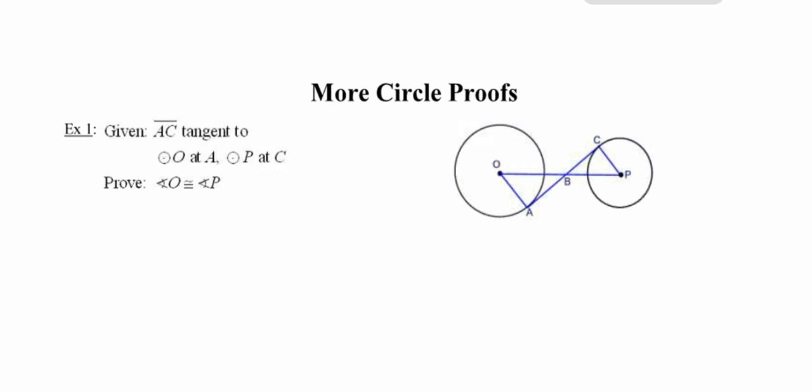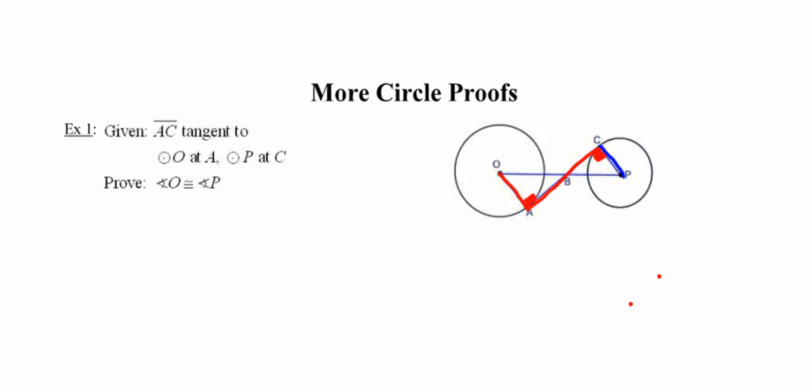More circle proofs. In number 1, we're told that segment AC is tangent to circle O at point A and tangent to circle P at point C. And we might have some difficulty marking this in the diagram, but if we do, it's helpful to remember that wherever a tangent meets a radius, as when tangent AC meets circle O, and in the second circle where tangent AC meets circle P, a tangent drawn to a radius is always going to be perpendicular, forming right angles.